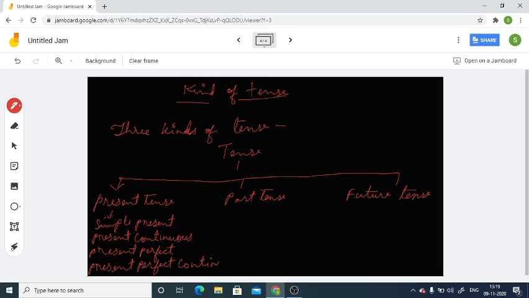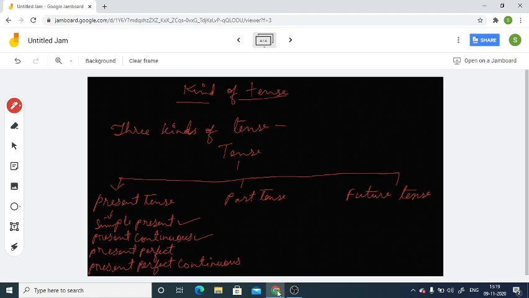For the other tenses also it will remain the same. So past tense will also have simple past, past continuous, past perfect and past perfect continuous. Same for the future also: simple future, future continuous, future perfect and future perfect continuous. In this lesson, we are going to learn simple present and present continuous.